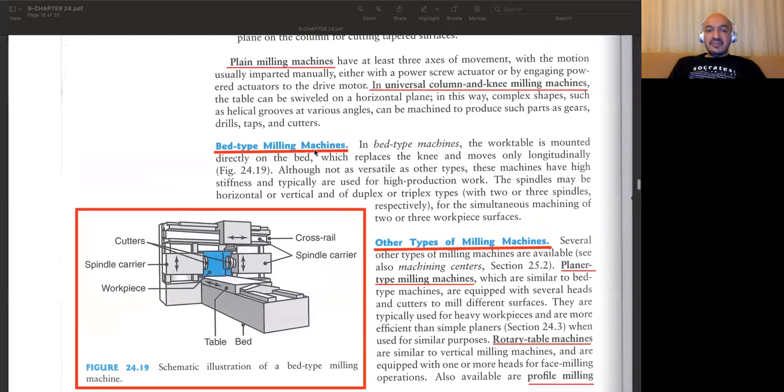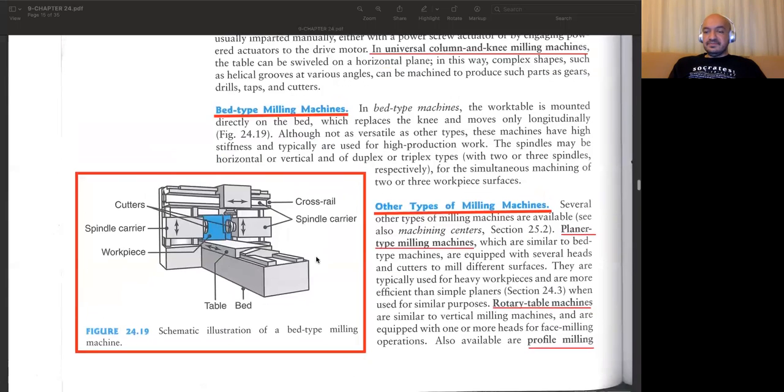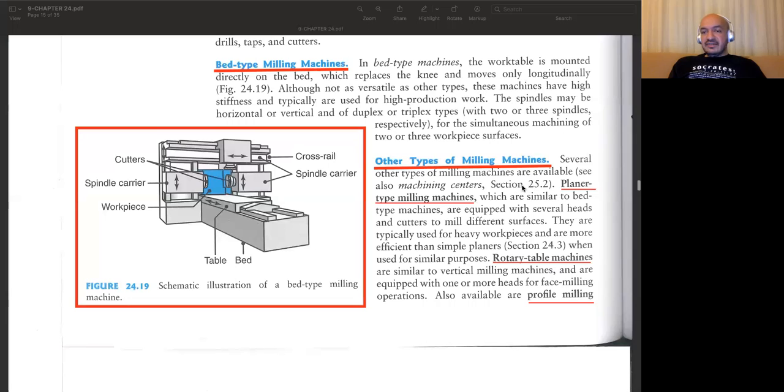Another thing about the bed type milling machines is that depending on your requirements, you may have not just a single spindle, but multiple spindles so that you can perform many operations at the same time or machine more products at the same time to increase your overall productivity. Then we have other types of milling machines, but not as frequently used as the previous ones. We obviously have CNC type machining centers. We have planer type milling machines. These are highly similar to the bed type.